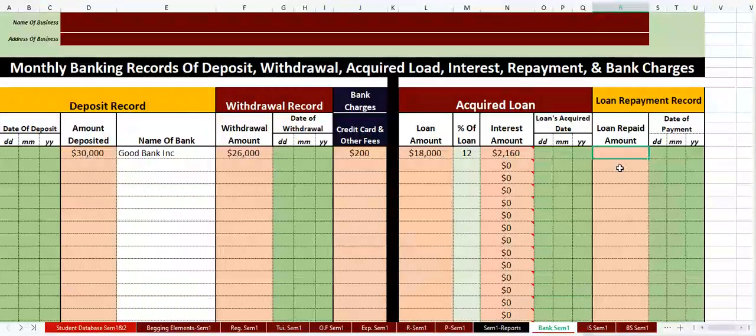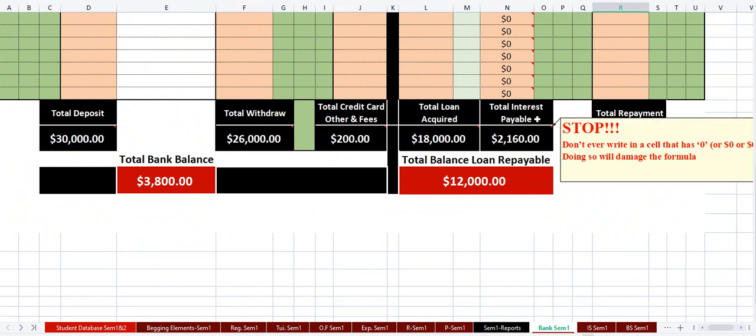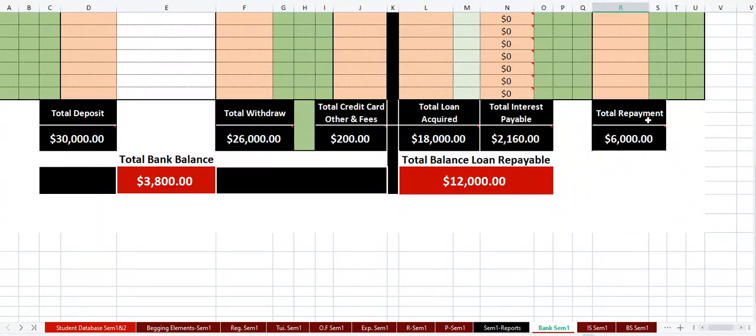So the loan repaid during the period, we were able to reduce this loan. We pay something like 6,000. All right. Great. So now, as you can see here, the total loan acquired was 18,000. Total interest payable is $2,160, and the total repayment that was made, 6,000 were repaid. So the balance now we have is 12,000. That is our loan. All right. So this amount will be appearing as we see on the balance sheet and what have you.